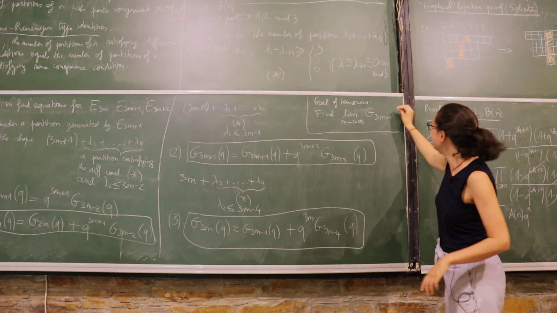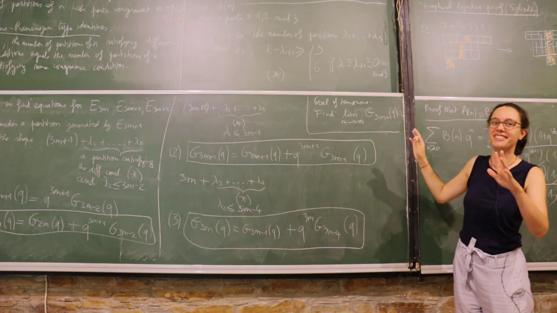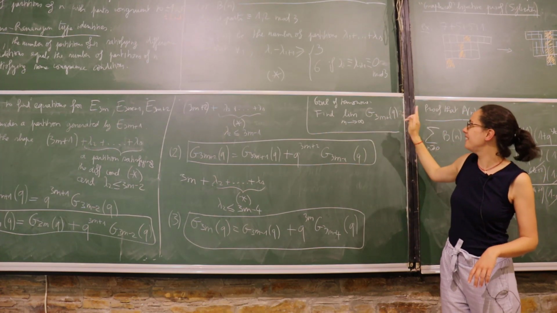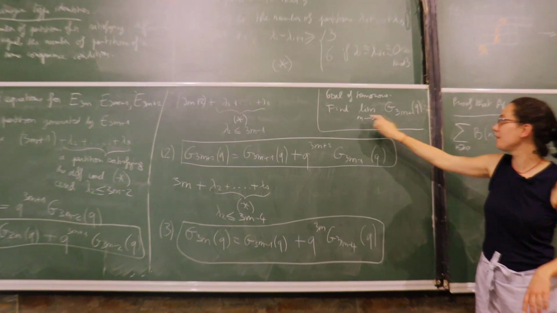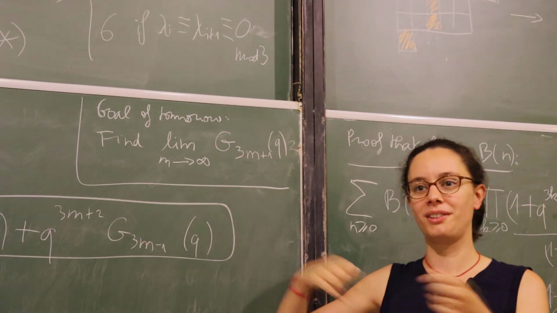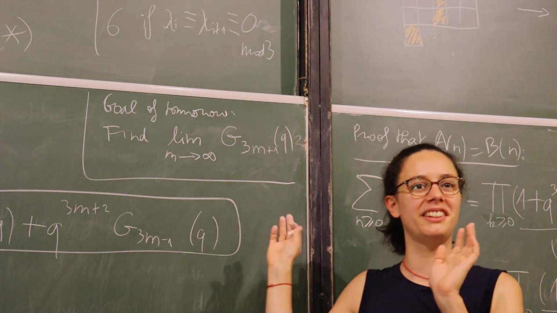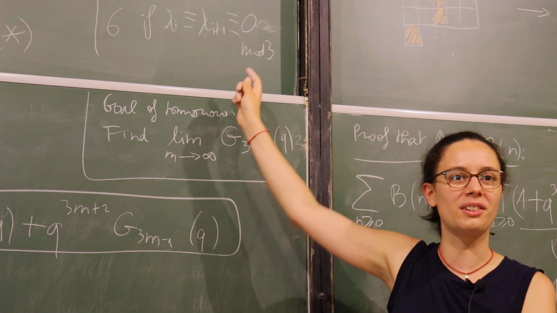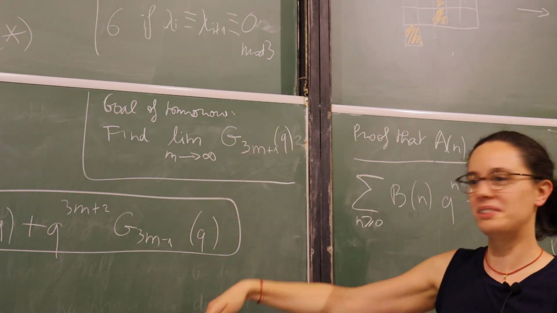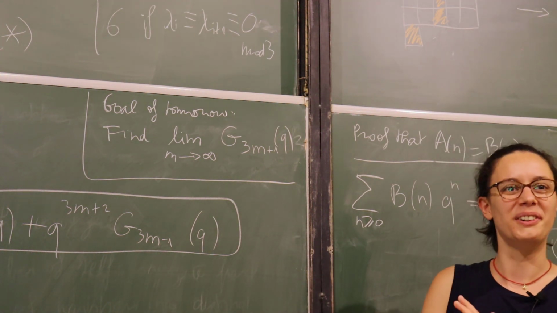But I hope you don't mind. You'll see tomorrow. Let's put a bit of suspense. So we will try to find this limit, because then when m goes to infinity, the bound on the largest part also goes to infinity. So you will have all the partitions that satisfy those difference conditions with no restrictions on the largest part. And to do that, we will use our equations and some other tricks that you will see tomorrow.